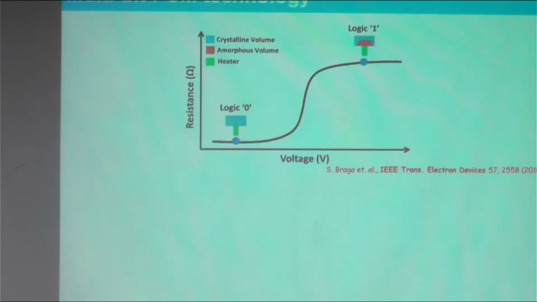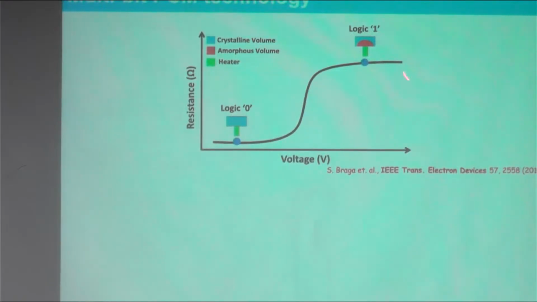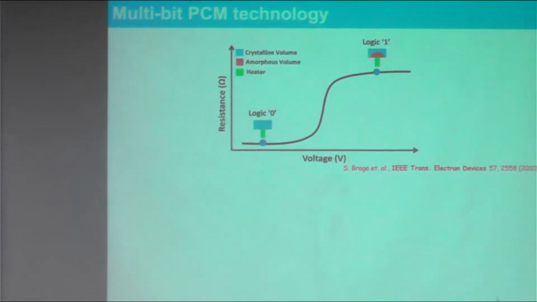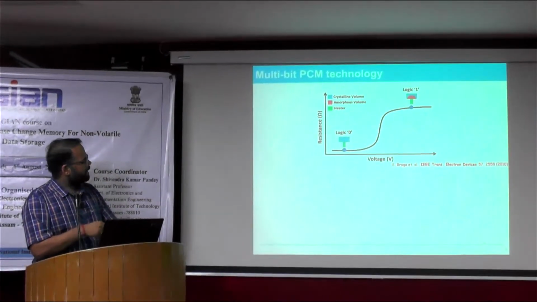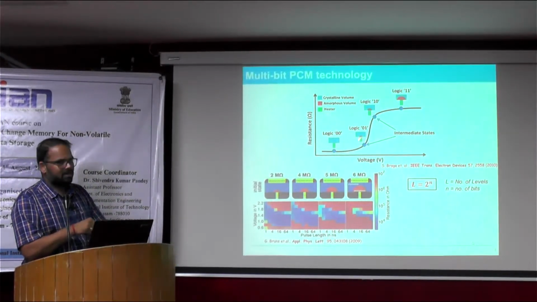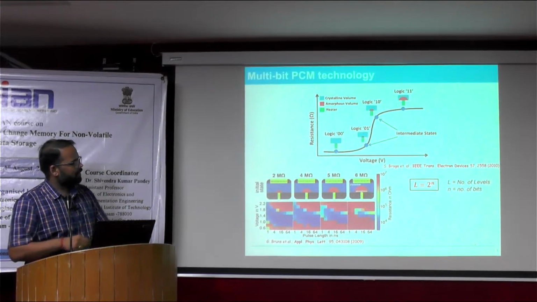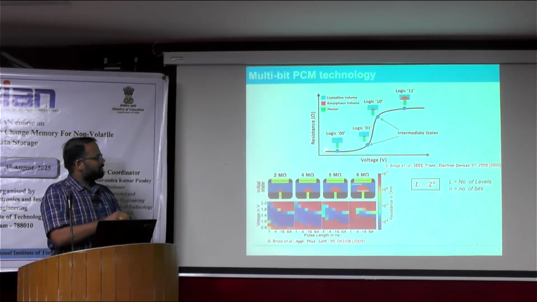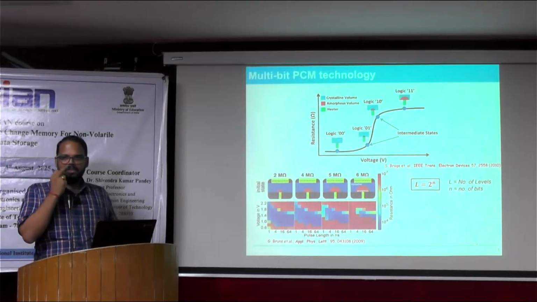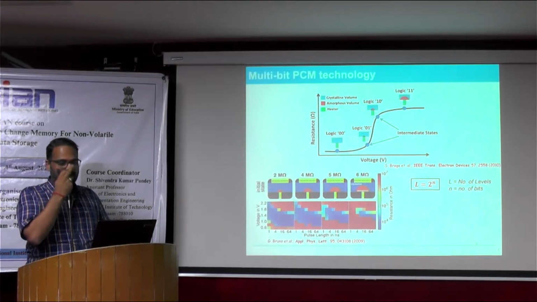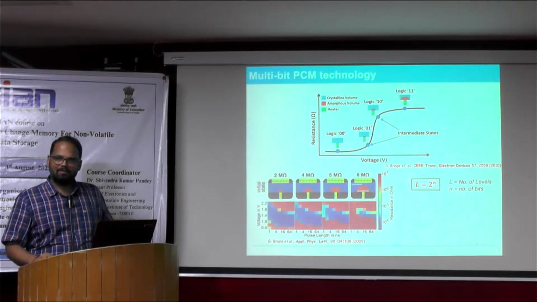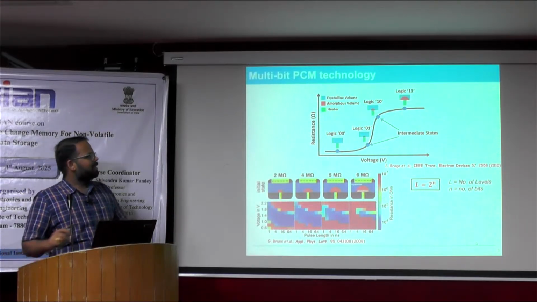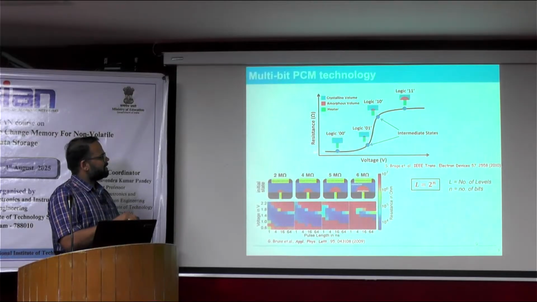As I talked about this multi-bit PCM technology, you know there are two phases. Based on that, you can identify these. If you easily tune, then you can see this multi-bit state, all those things. This is the material property, where you can tune this, and based on the number of levels, you can say that yes, this is the number of bits available.